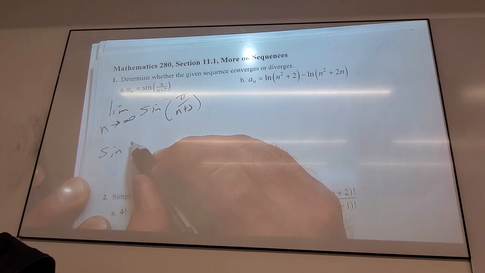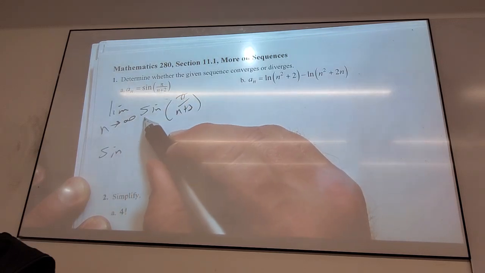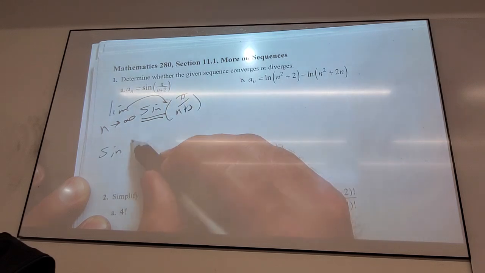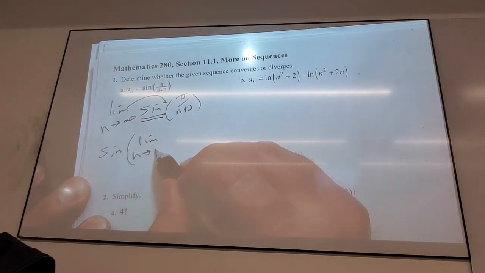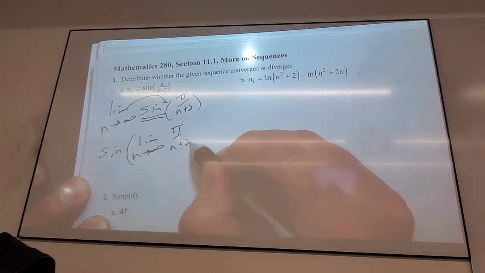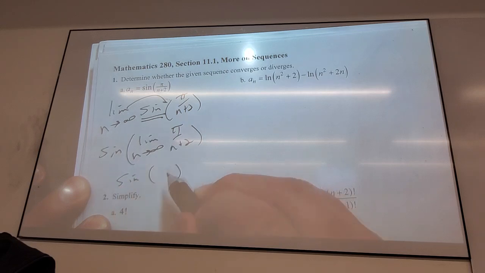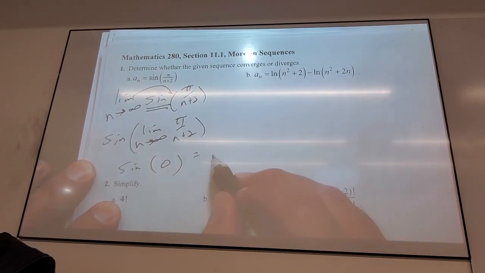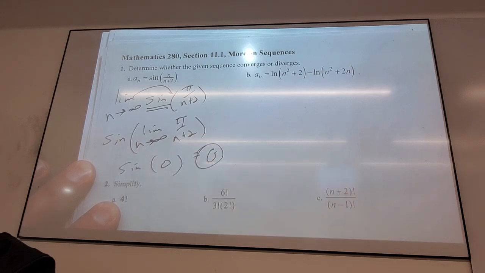We know this from Calc 1. If I have a continuous function, I can take the limit inside. And of course, what's the limit of that? 0, because the bottom just grows crazy and the top stays pi. And what is sine of 0? 0. Good.